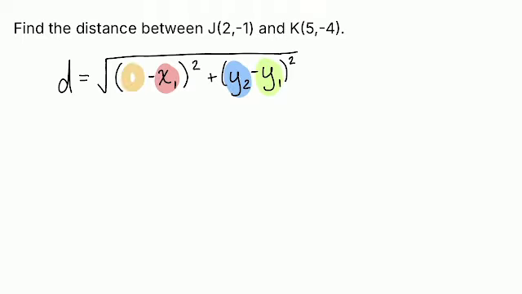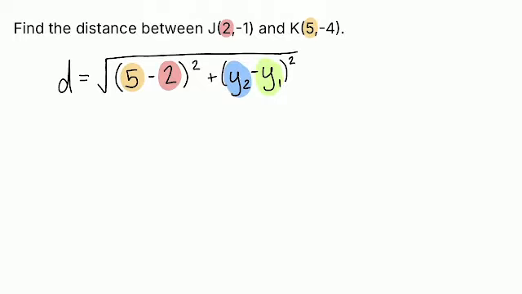So x2 comes from my second point. My second point here is K, and it is the x coordinate. So in this case, x2 is 5. Then I replace the x1 with the x coordinate from the first point. So let's see, we're looking for x1. So my first point is J and the x coordinate is 2. That is my x1. So now I'm going to fill in that for my x1.